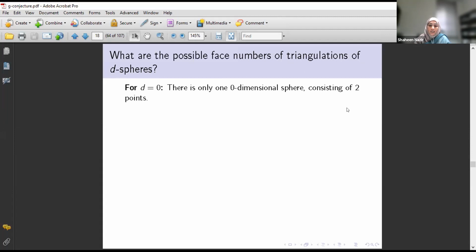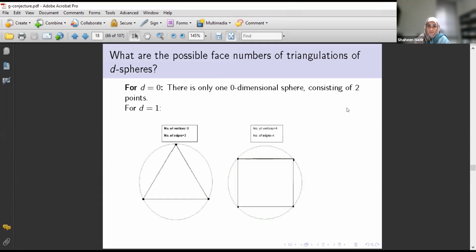Now let's ask this question for d equal to one. Imran has already told you that if you take a triangulation of a circle, the number of vertices is the same as the number of edges. For example, here I have given the triangle and the square. If you extend the number of vertices, the number of edges will increase, and it is always the same as the number of vertices.